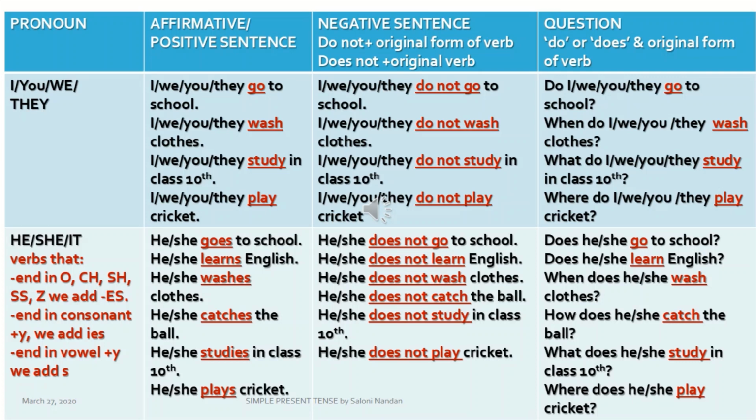Now let us look at the questions with the pronouns I, you, we, they. We add do at the beginning of the affirmative sentence to make a question with the pronouns I, you, we, they. And with the pronouns he, she, it or singular nouns, we add does before the affirmative sentence to make a question. And notice that letter S at the end of the verb is not used in question with the subject he, she, it.